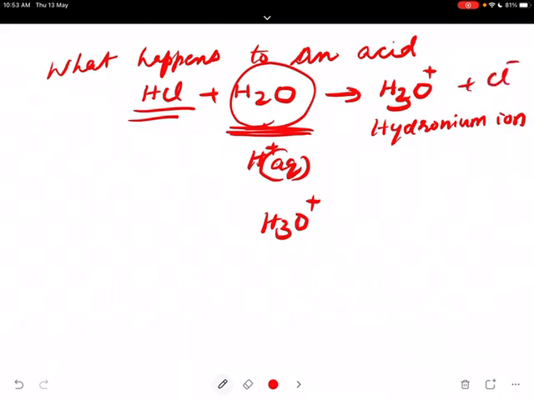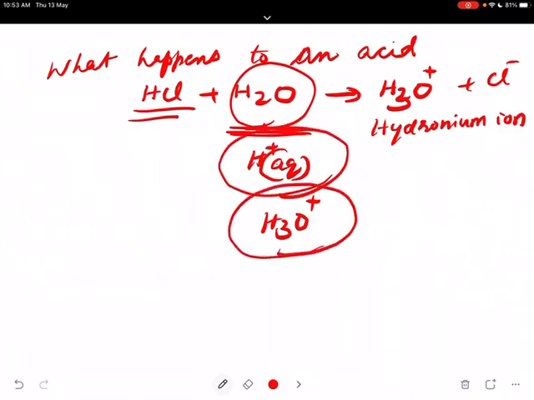So H plus ions, either you have to show like this or like this. This is called hydronium ion. So what happens to an acid in water solution? The produced H plus, you know that water can separate H plus and Cl minus, and those H plus ions will be combining with water molecules to form hydronium ion. So an acid can show its property only in presence of water.